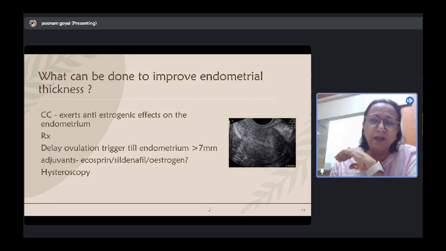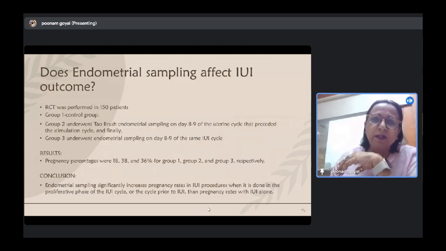Don't go beyond that, because that will be giving negative feedback. That is why. Then hysteroscopy, if there is still no endometrium and good estrogen levels are there in the body. Does endometrial sampling affect IUI outcome?